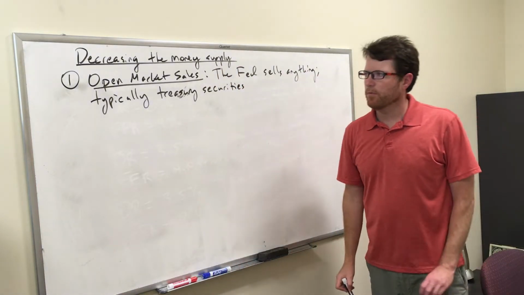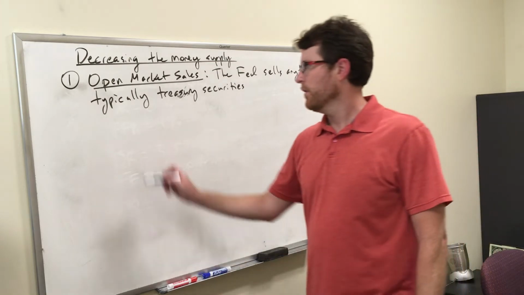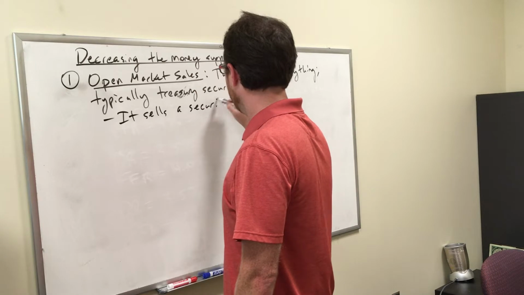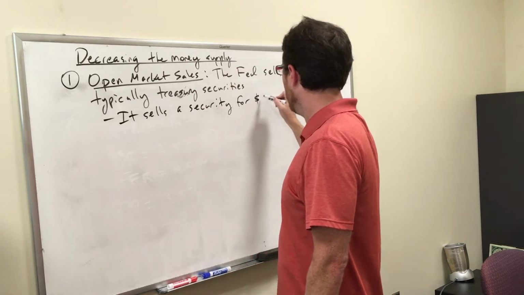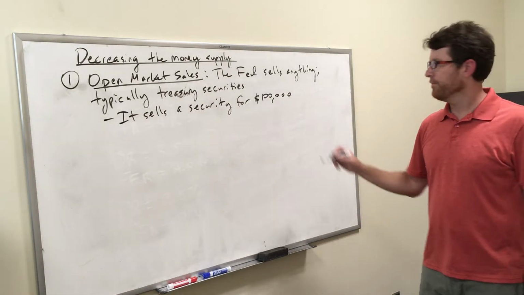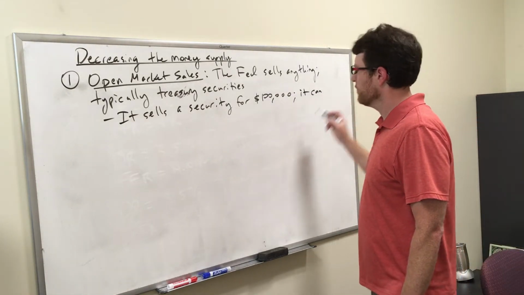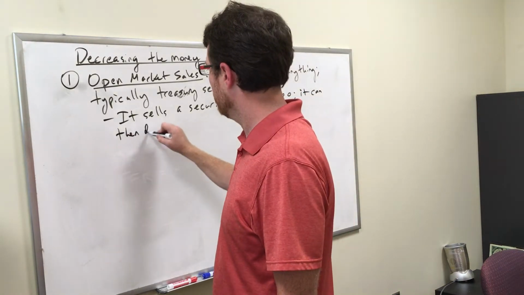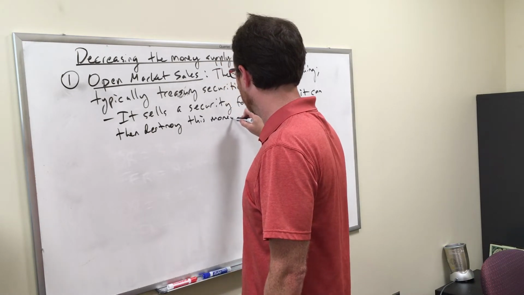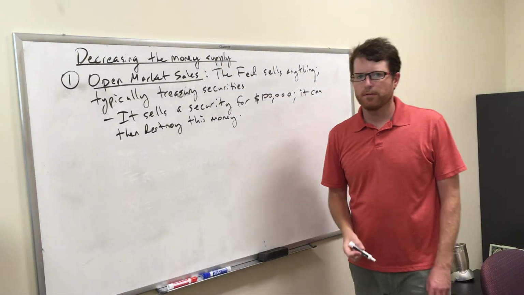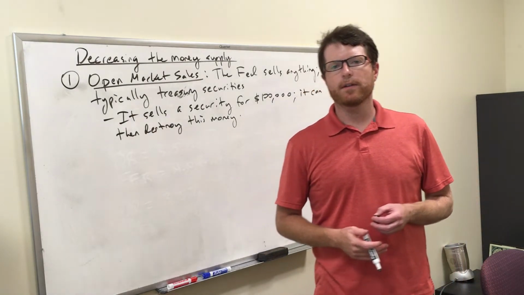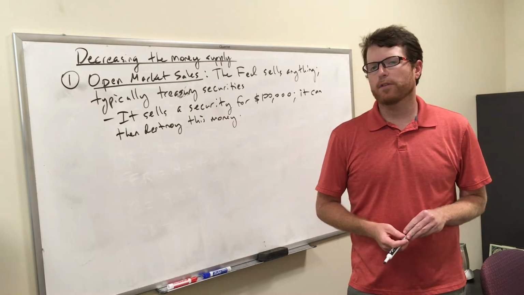The logic of this is when the Fed makes open market sales, for example, if it sells a security for $100,000, it can then take that money and destroy it. Okay? So the Fed goes out there and it sells some of the securities that it has and then destroys the money that it has from that sale. So that can be done to decrease the money supply.